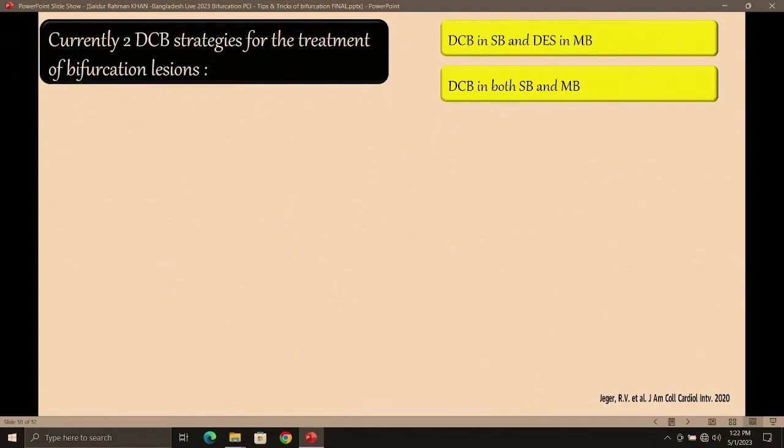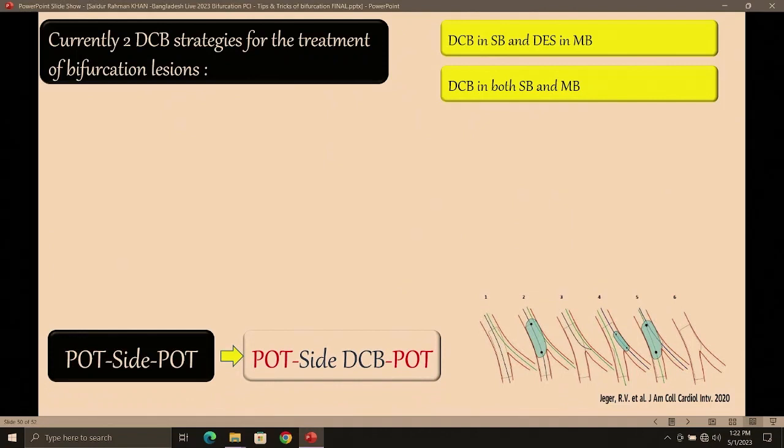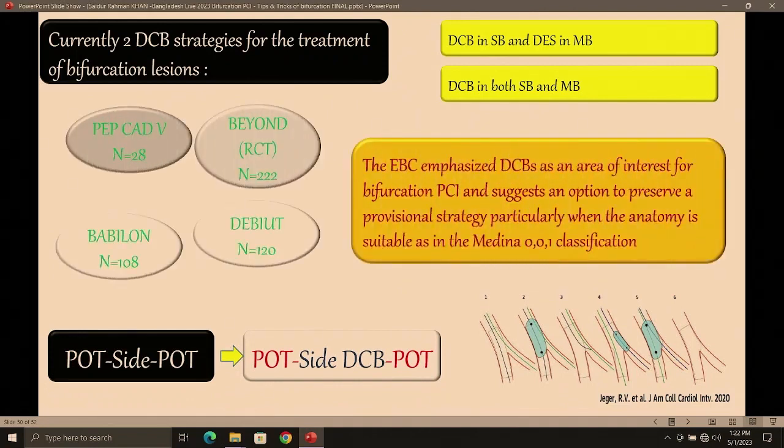Currently, there are 2 drug-coated balloon strategies, DCB in the side branch and stent in the main branch, or DCB in both. Somebody has done trials with 30 to 32 patients, observational studies are there, where they have put DCB in both SB and MB. And I'm telling you that Antonio Colombo, when he starts something, he usually ends up getting it incorporated in the guidelines. Colombo is now doing everything with DCB. He started hating stent material. So DCB is the choice, but not all the time. So DCB in both SB and MB, POT, side DCB. You can go for a POT, side drug-coated balloon, and then re-POT.